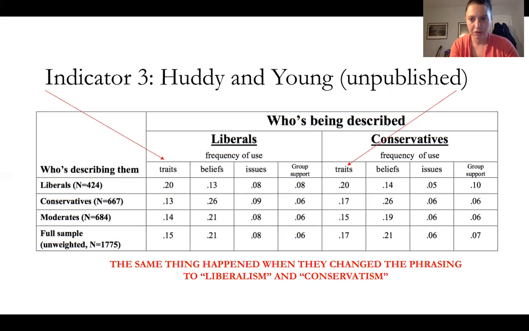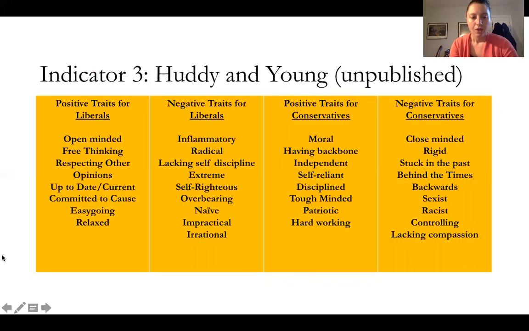Let's take a look at some of those personality traits that they listed. So I've got this in 4 groupings here. These are words that come directly from the paper. There are positive traits that people assign to liberals, like open-minded and free-thinking and easygoing. And there are negative traits. They're inflammatory, they're radical, they're naive and irrational. There are positive traits for conservatives. They're moral, they have backbone, they're self-reliant, they're disciplined. There's also negative traits for conservatives. They're closed-minded, they're rigid, they're stuck in the past, they're backwards. So these come up a lot in people's open-ended responses.